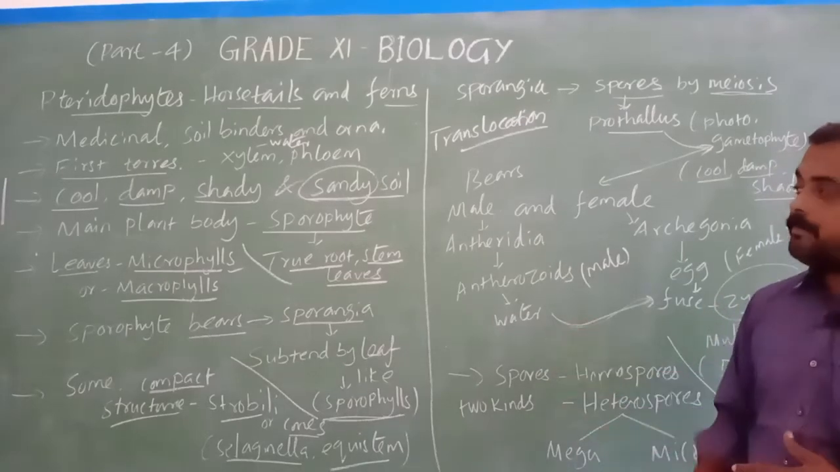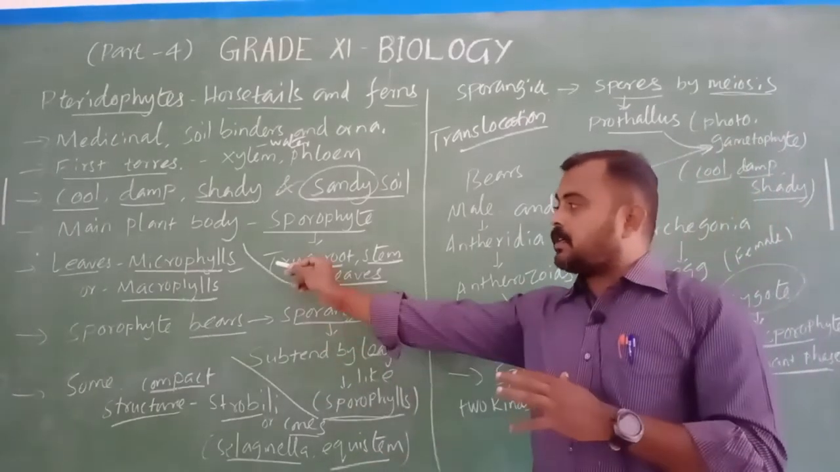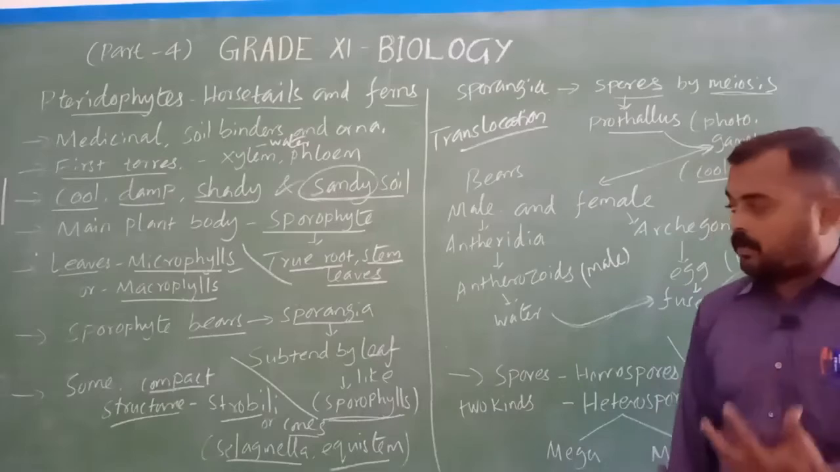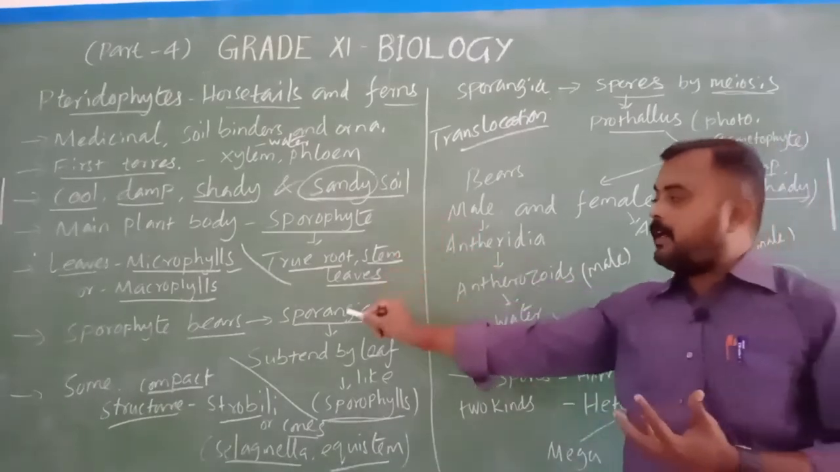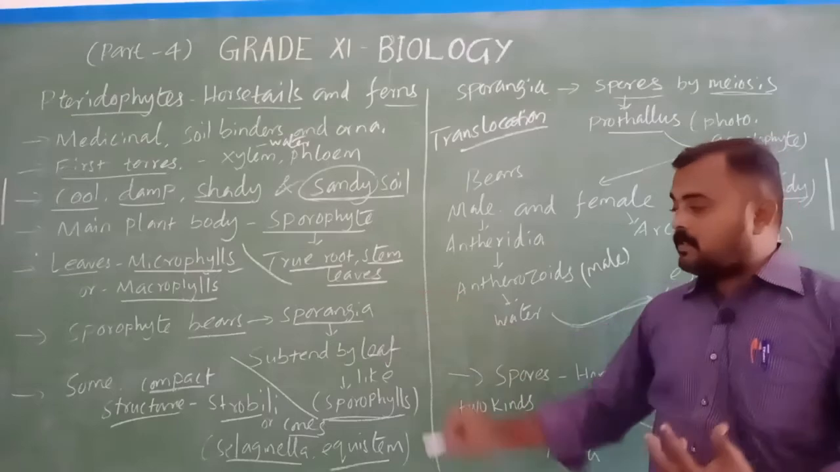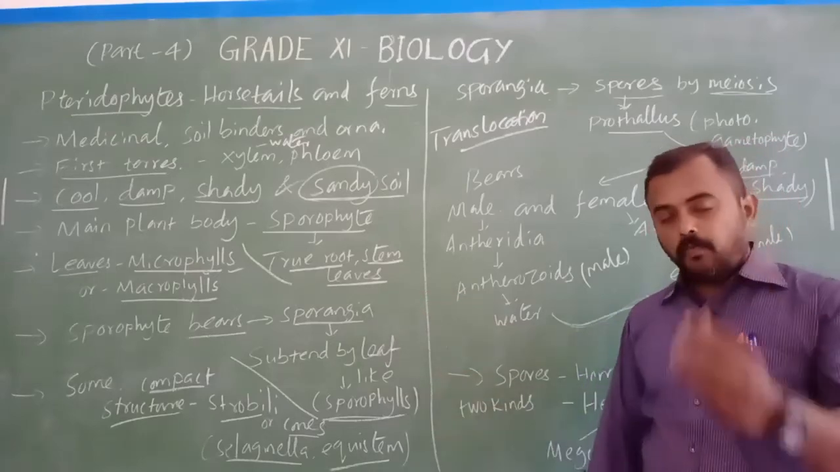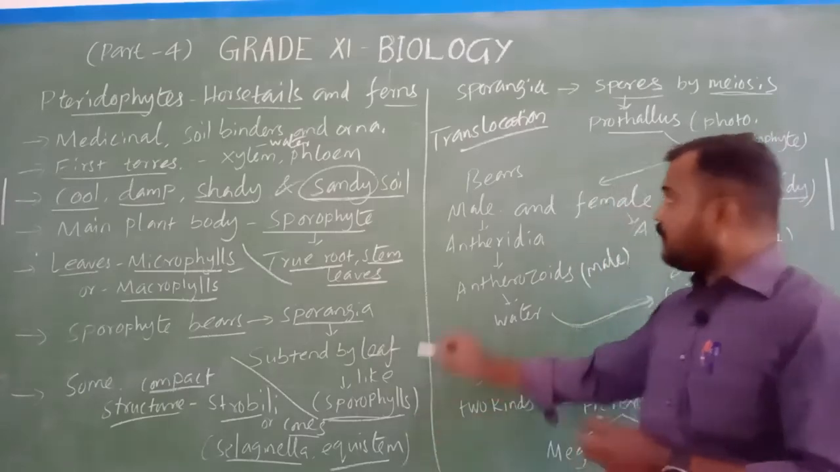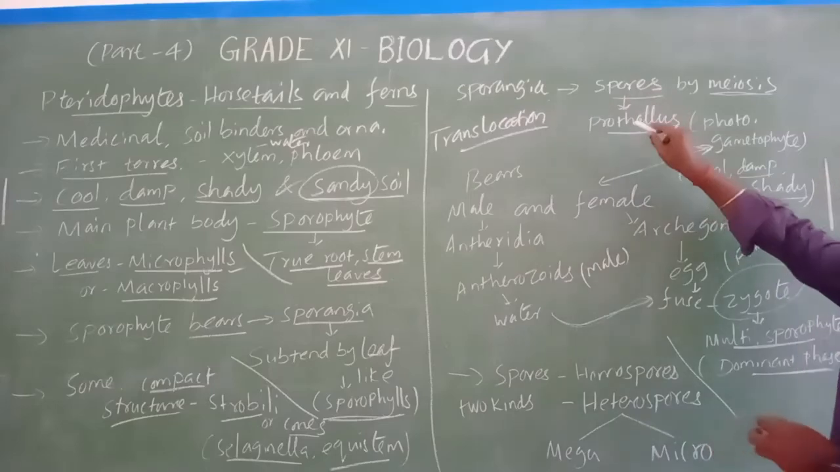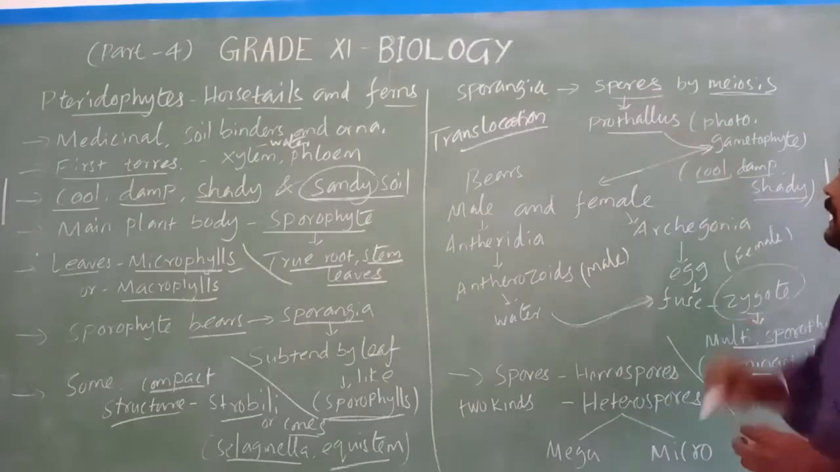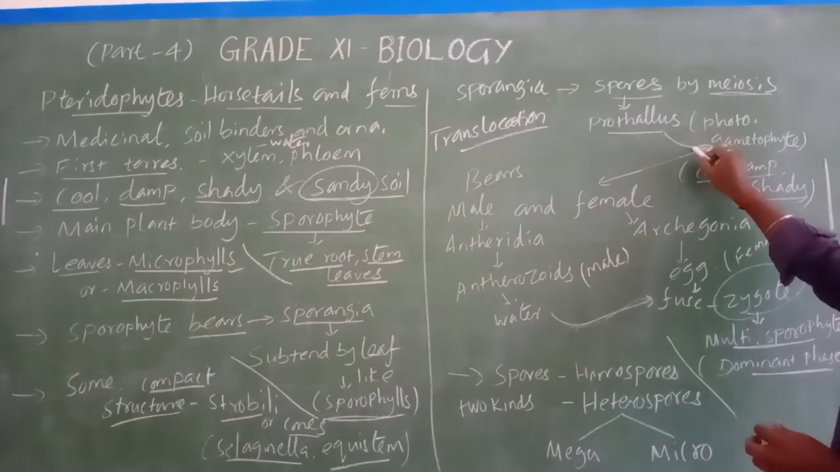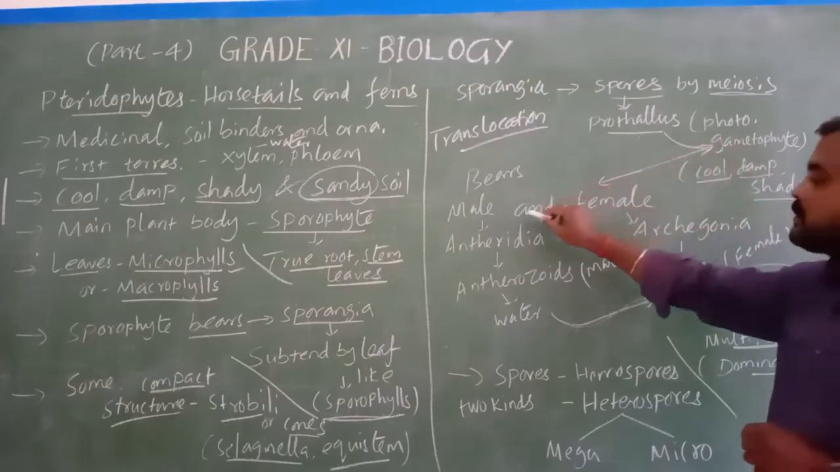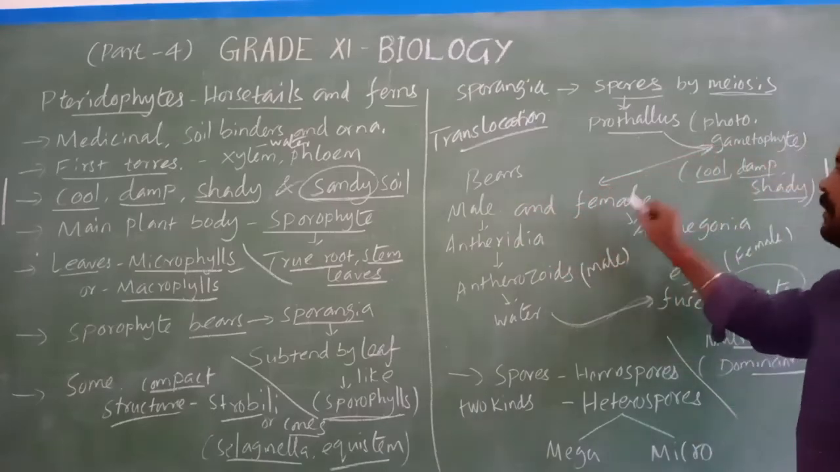So, the leaves are small ones, called microphylls. The biggest ones are macrophylls. Then the sporophyte which bears the sporangia, it is sporophylls because that consists of spores. Then what happened? The spores germinate as a prothallus. The prothallus consists of what? Photosynthetic multicellular gametophyte. That gametophyte consists of what? Male reproductive system and female reproductive system.